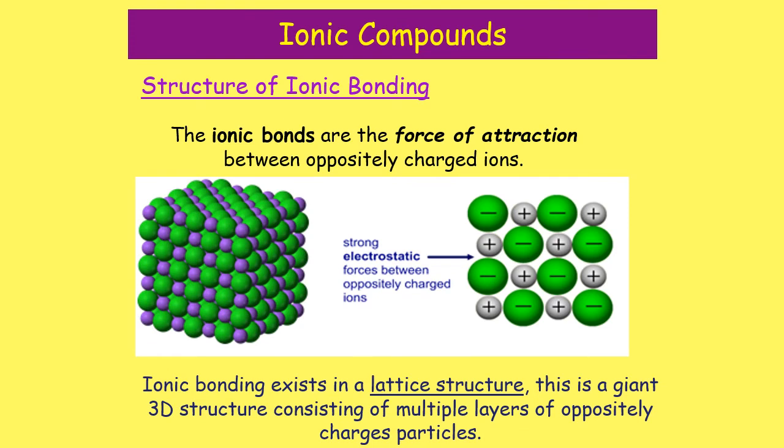This is another representation of sodium chloride, and you can see it is really, really large. And the ionic bonds are the force of attraction between oppositely charged ions. And in that picture on the right, as I said before, every negative ion is attracted to every positive ion, and every positive ion is attracted to every negative ion. There are hundreds and thousands of ionic bonds within a giant structure. And because it's a regular repeating pattern, we call it a lattice.